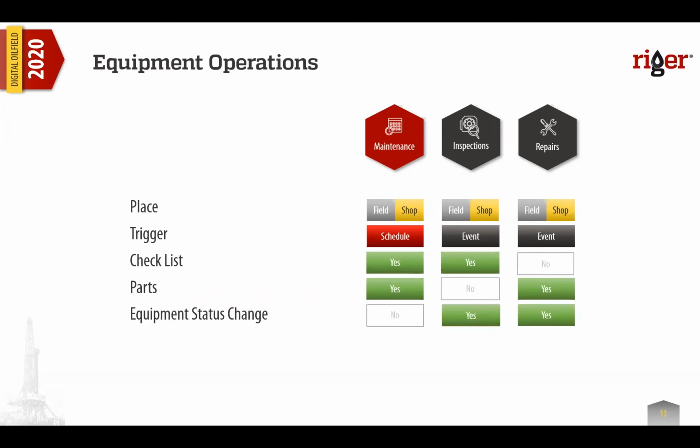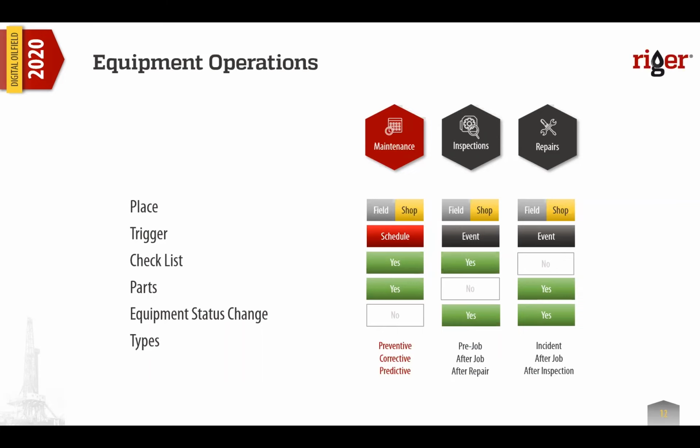Equipment status change. When we talk about a unit in RigER, every single unit in RigER has its own status at this particular moment, and inspections and repairs will convert the status of the equipment depending on what kind of stage you have, depending on what kind of business process is designed, etc. Maintenance will not convert status. It will remain in the same status which we had before maintenance, and maintenance will not affect the status. This is a very important point.